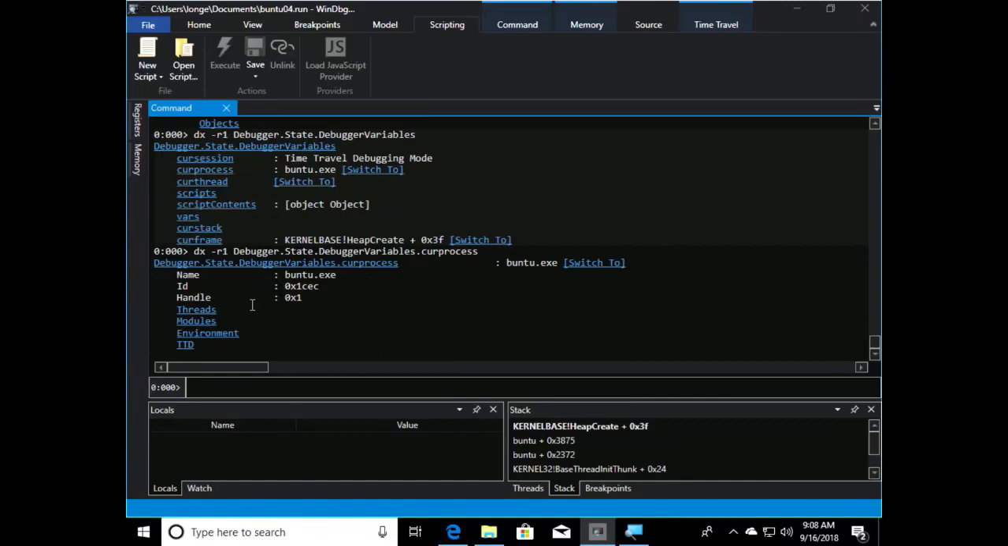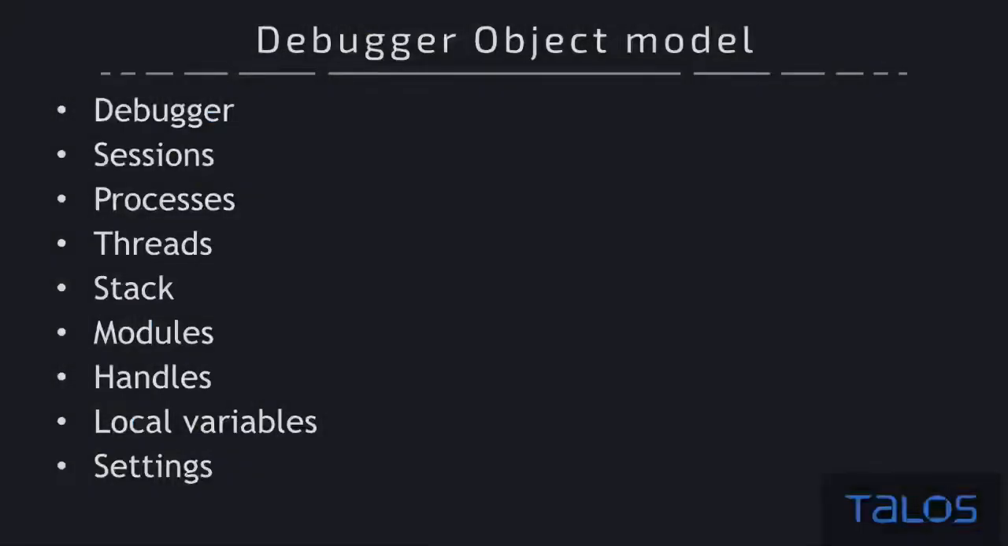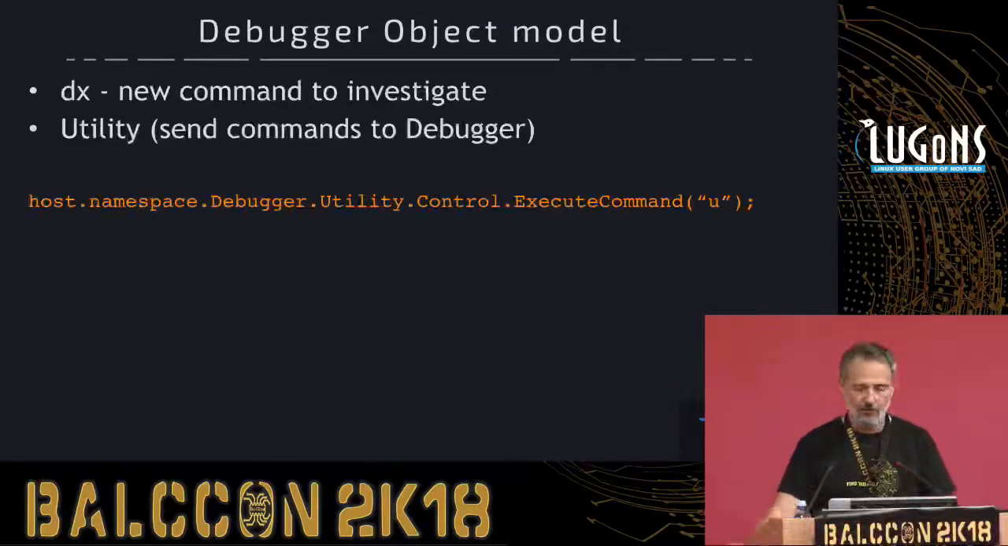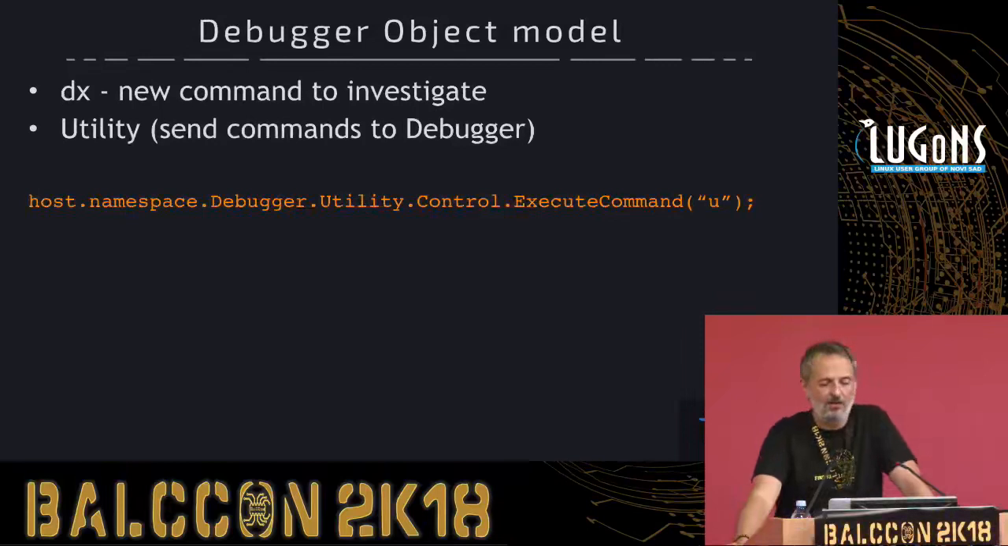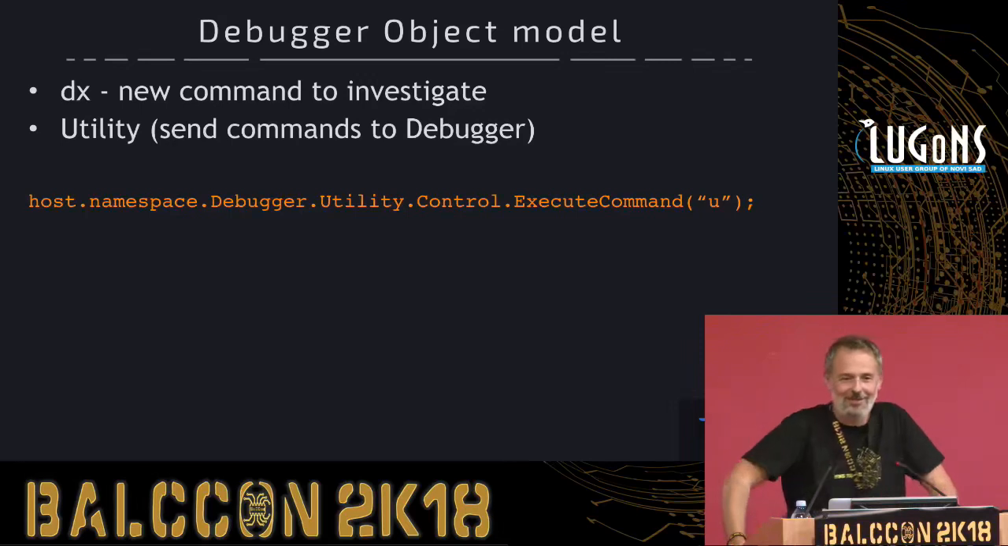From then on, this object model, like I said, is not just visible through the debugger, but it's also visible in JavaScript. And the new user interface, WinDbg Next or the preview, also allows you to do something like, within JavaScript, set and execute commands like the unassemble command when you hit the breakpoint: host.namespace.debugger.utility.control.execute command. Super simple, right?